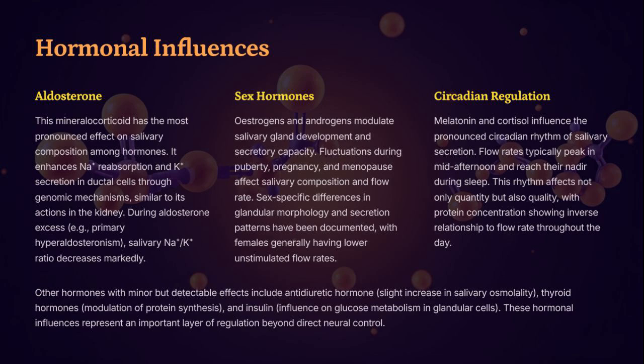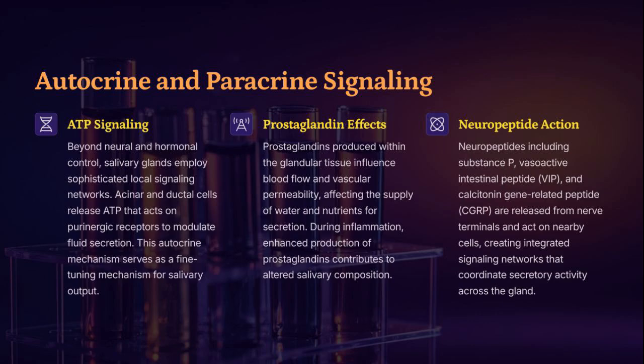So far, we've seen how nerves and hormones regulate saliva, but did you know that the salivary cells themselves can talk to each other? This is where autocrine and paracrine signaling come in. In autocrine signaling, a cell releases a chemical, like ATP, that binds to receptors on its own surface to fine-tune its own activity. In paracrine signaling, the chemical affects nearby cells instead, creating a local network of communication.